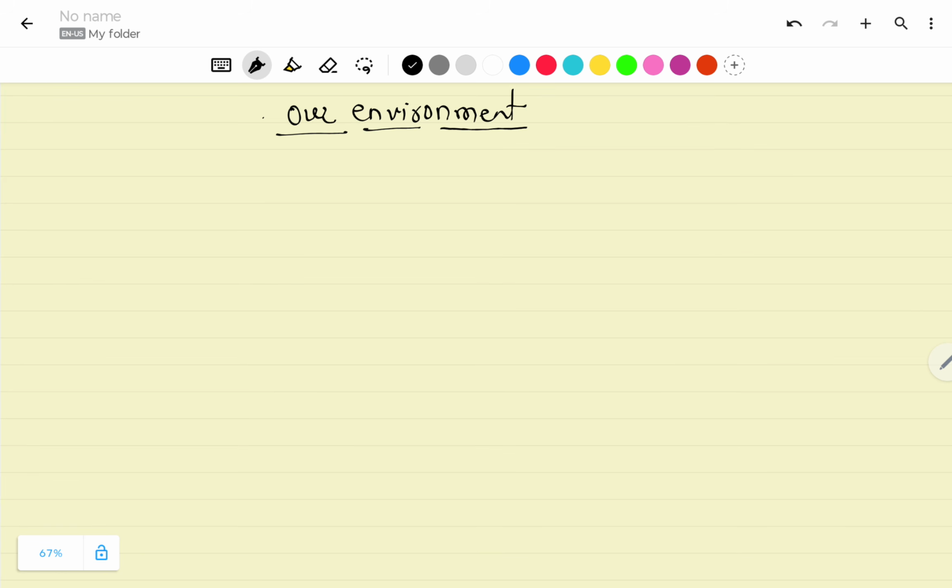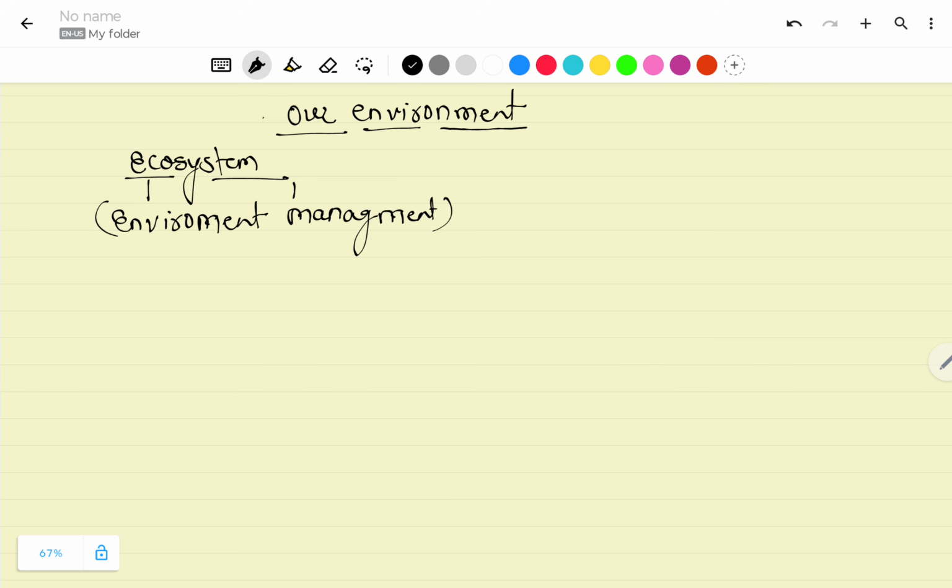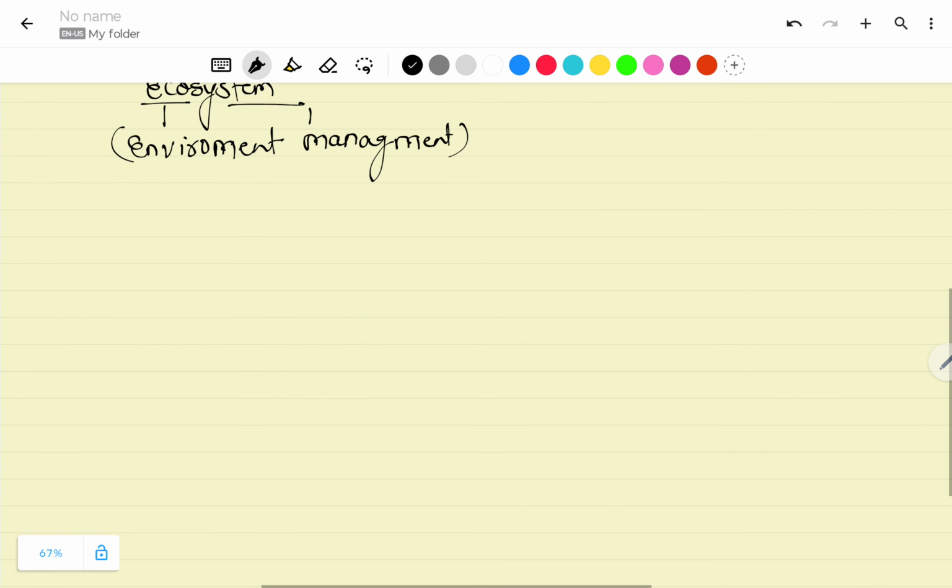So what is the meaning of our environment? Our environment is the surrounding environment present. So here the word ecosystem. What is the meaning of eco? Eco means environment, and system means management. In this, the ecosystem is the basic unit of ecology.